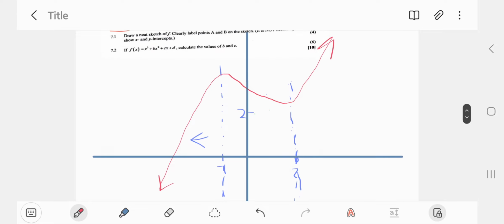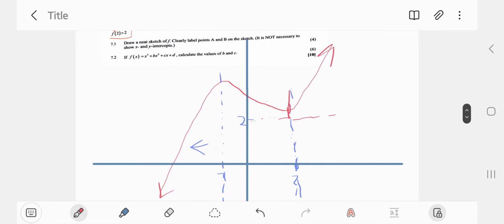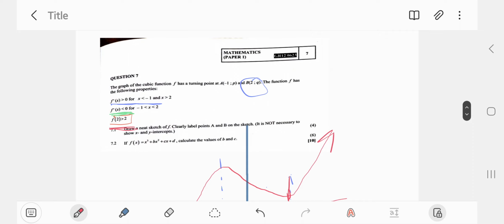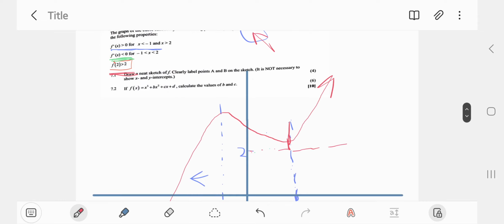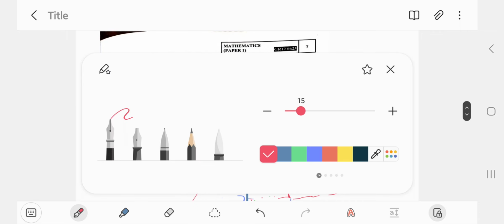It is important to make sure that your turning point right here is above this point where y is equal to 2, because that's what they told us there. They say that f of 2, it means that in our cubic function, if we replace the value of x, which happens to be the value of the turning point, which is 2 there, we have to get a y value that is greater than 2. So we have y is equal to 2 there, and then just make sure that your turning point is above that point. So this is our graph, and it just said label your turning points.